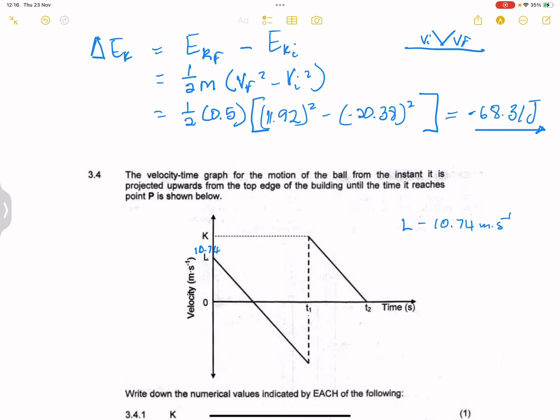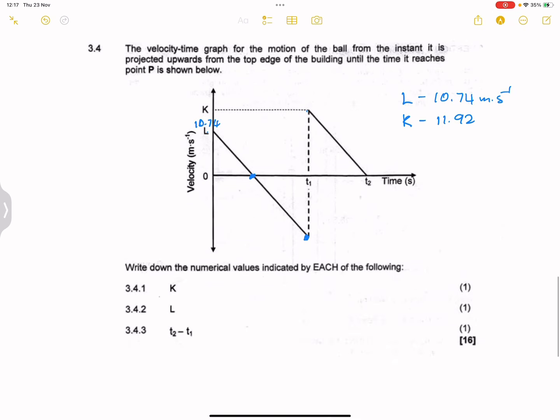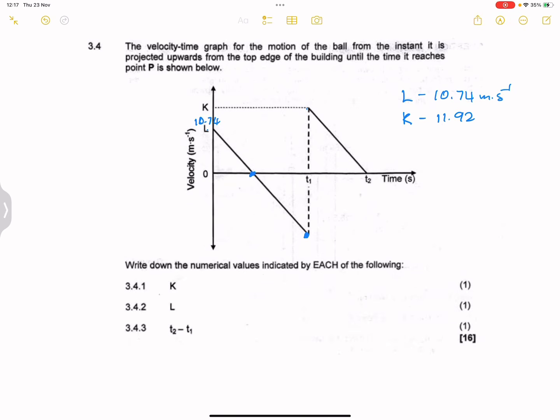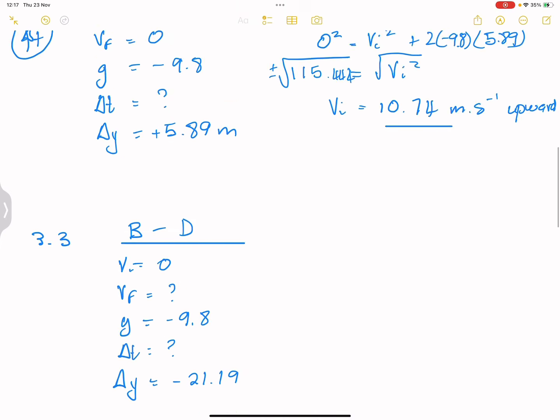Okay, and then we've got K. So K, remember, it went to maximum height, reached the ground. This is the velocity with which it reached the ground. So K would be the velocity with which it leaves the ground, so K would be the 11.92 that was given to us. And we're given there T2 minus T1, so the difference in time there.